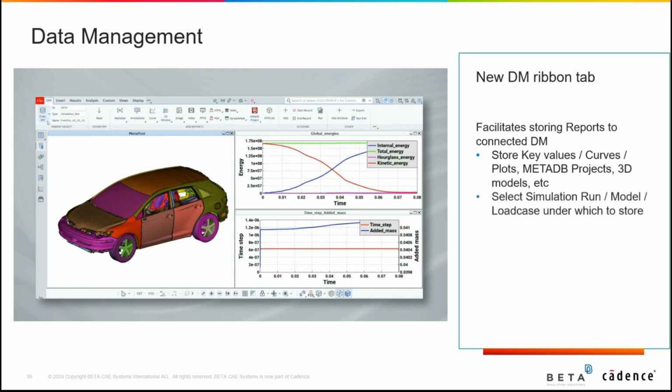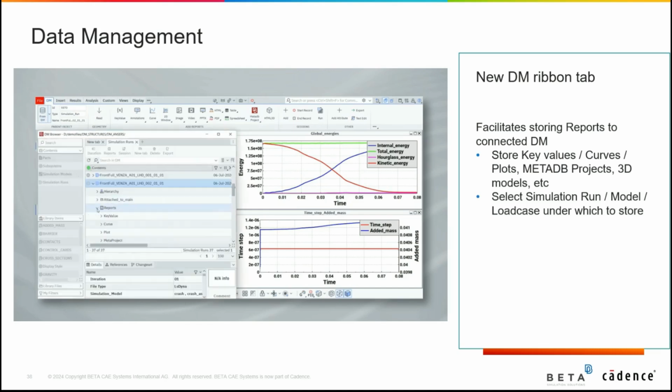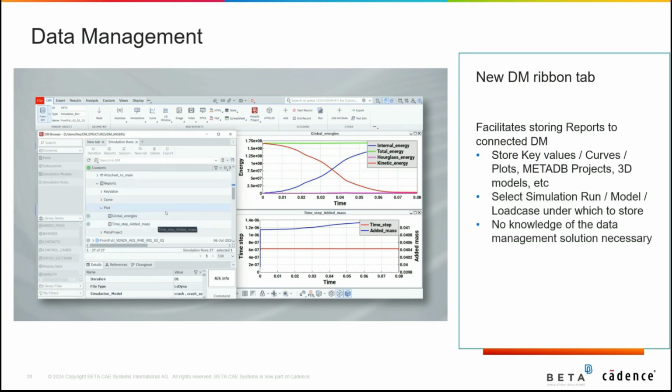The parent object, for example a run, is selected from this ribbon, and then all storage actions are realized under it. Users can select to add reports, either selecting items from the current META session or from files in the file system. All actions work with the currently connected data management system.